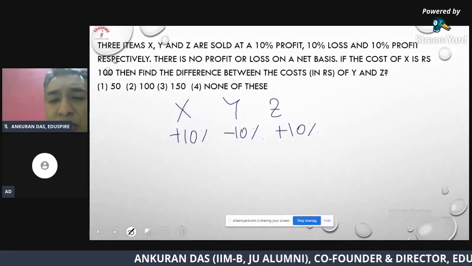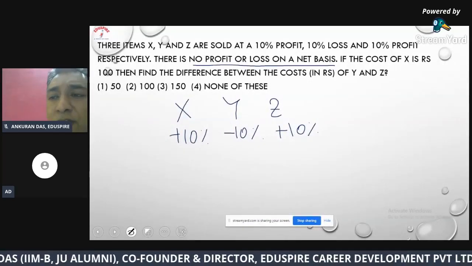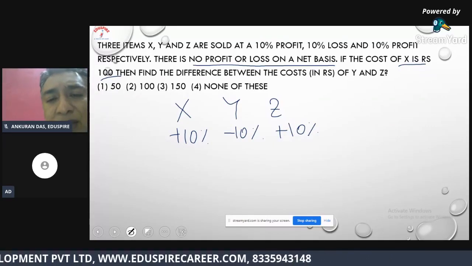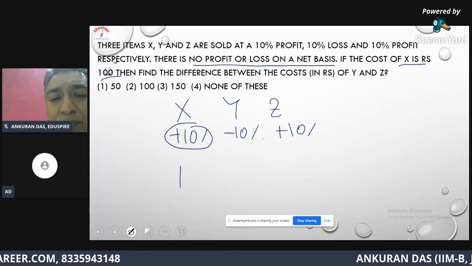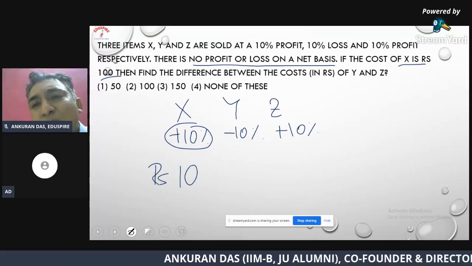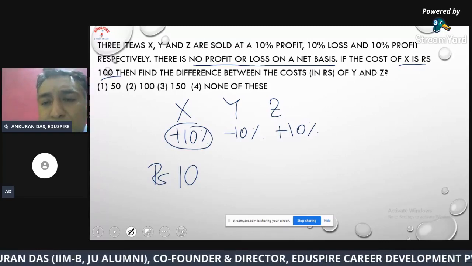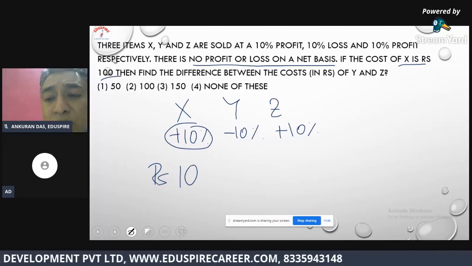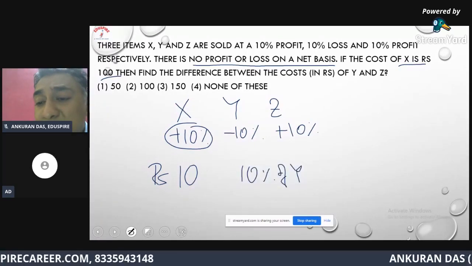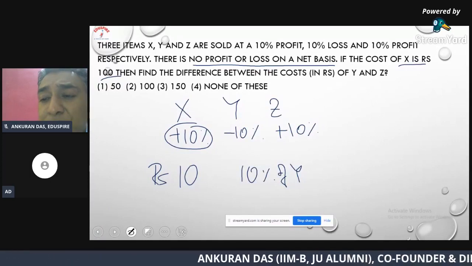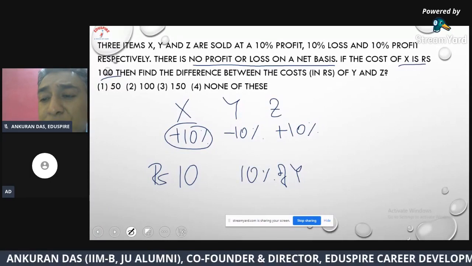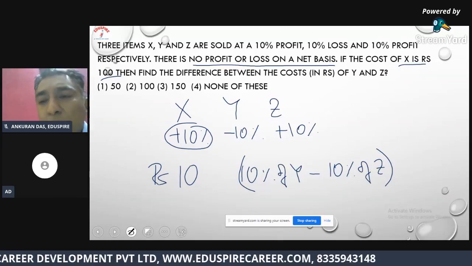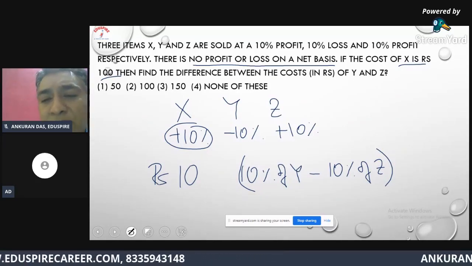which means they have said the cost of X as 100, which means on a base of 100, if I apply 10%, the profit from X was rupees 10 in absolute terms, which means the loss by selling Y and Z should be equal to rupees 10. Now, when I say loss by selling Y and Z, I know the loss from Y is 10% of the cost of Y. I must subtract the profit from Z. So I found out the loss from Y, I subtracted the profit from Z. That gives me the overall loss by selling Y and Z. I should have this equal to 10, isn't it?